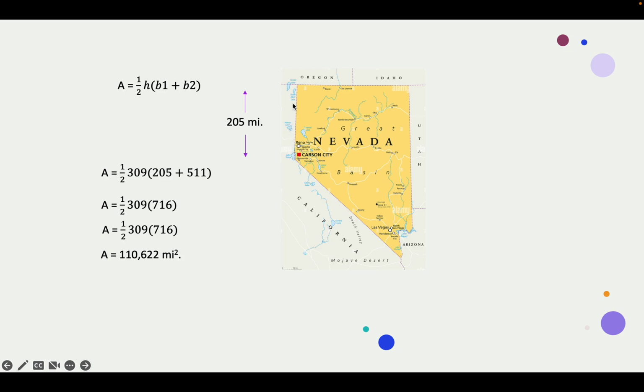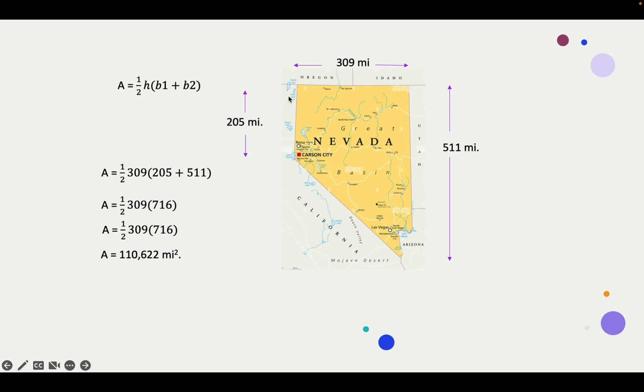First of all, this base over here is 205 miles. This is 511 miles. You can see that it's loosely a trapezoid. If this was all straight down here, it'd be a better trapezoid, but it's not bad. The top up here represents the height of this trapezoid. So this would be 309 miles.